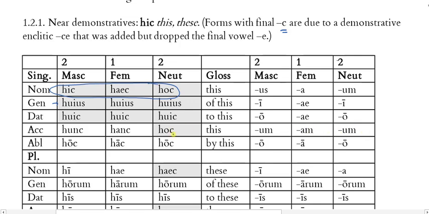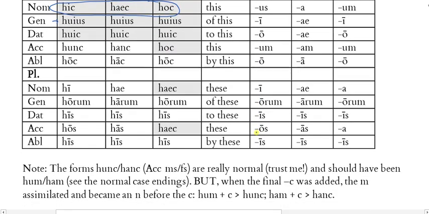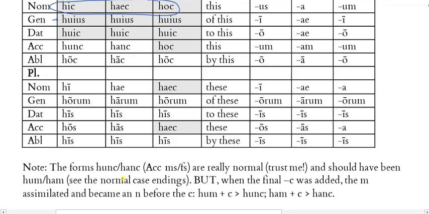Now, I've only highlighted this neuter form, and I want to point out what I say here down at the bottom. The forms hunc and hanc, accusative masculine singular and feminine singular, are really normal here.